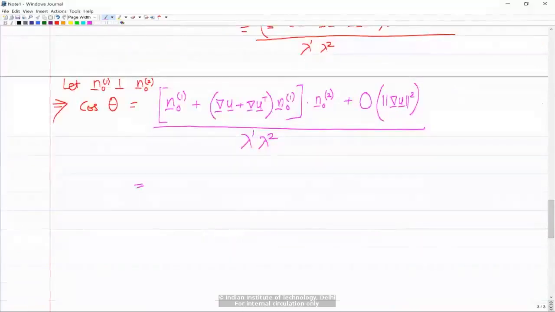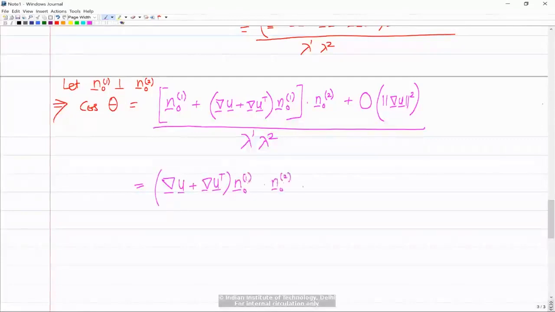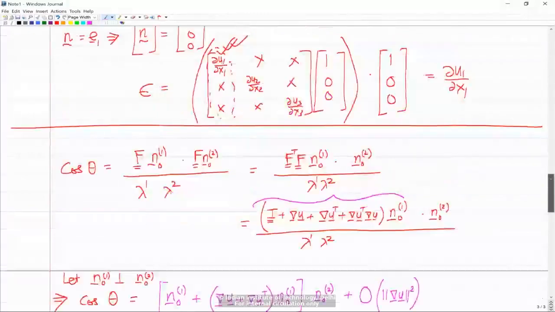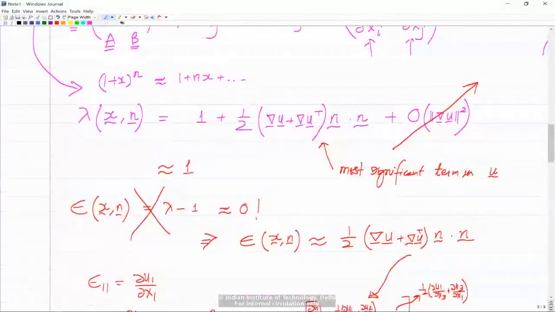but now you see this n naught 1 and n naught 2 being perpendicular, the first term drops out. N naught 1 dot n naught 2 is then 0, and what you have is simply grad u plus grad u transpose n naught 1 dot with n naught 2, okay, plus this higher order term multiplied with lambda 1, or I should say lambda 1 inverse and lambda 2 inverse, okay. Now lambda 1 we had derived above. See, this is your lambda over here.